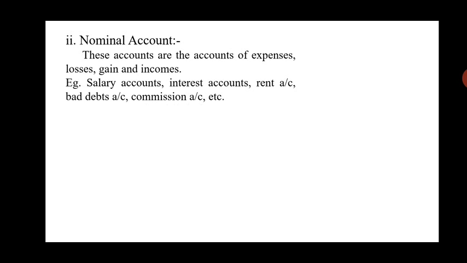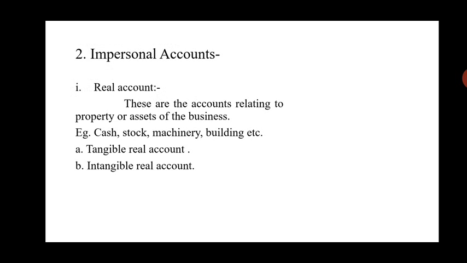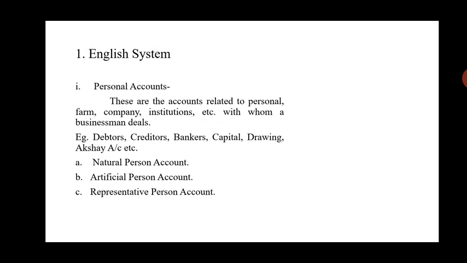Just try to understand this personal account, real account, and nominal account. It's very important, because the whole accounting subject depends on these three rules: the personal account, real account, and nominal account. The nominal account is related to expenses, losses, and incomes. The real account is related to the assets or property of the business, which may be intangible or tangible. And the personal account is related to persons, which may be natural persons, artificial persons, or representative persons.